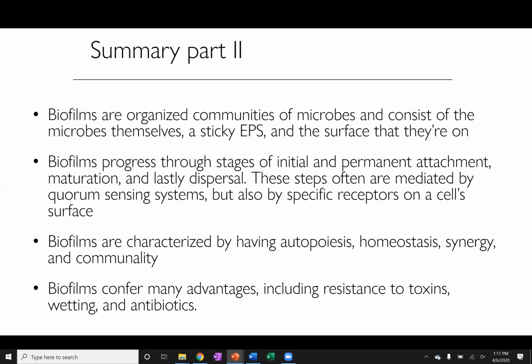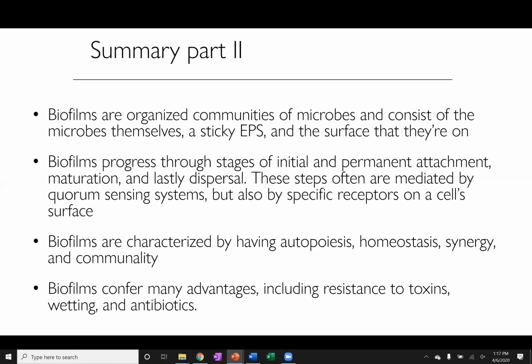And so let's wrap this second part up. What we want to take away from this is that biofilms are organized communities of microbes and consist of microbes by themselves, a sticky exopolysaccharide, and the surface that they're on. Biofilms do progress through stages of initial and permanent attachment, maturation, and then finally dispersal to go on and form new biofilms. These steps are mediated typically by quorum sensing, but they also can be affected by specific receptors on a cell surface. Biofilms are characterized by having autopoiesis, homeostasis, synergy, and communality. And then finally, biofilms can confer many advantages to these microbes, including this capacity to resist toxins, wetting, as well as antibiotics.